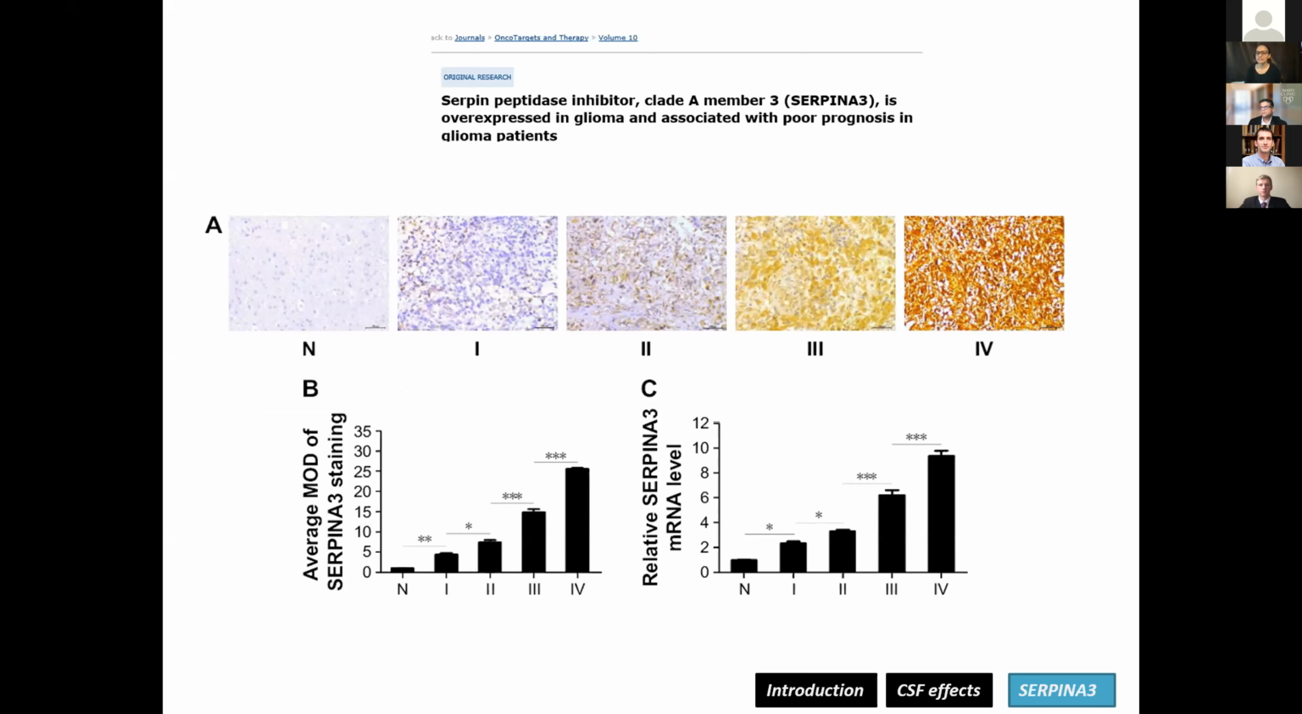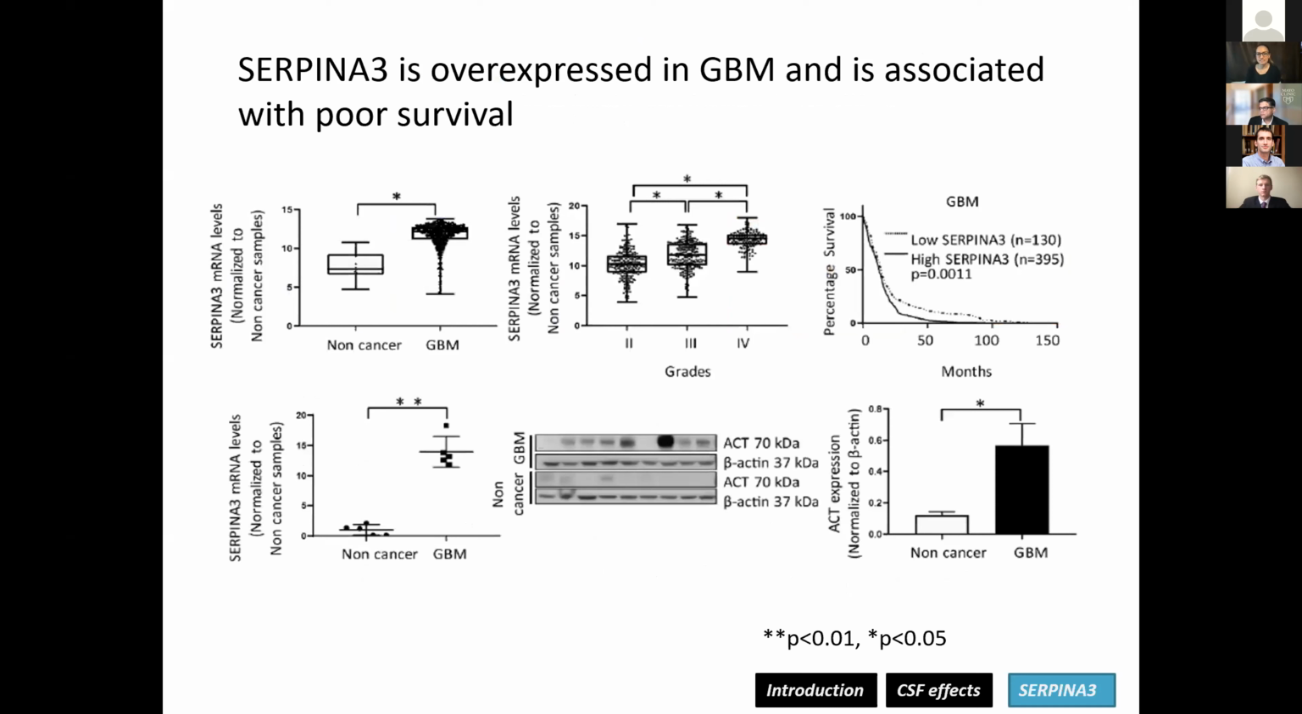While looking into the literature, we saw that in glioma specifically, the expression of SERPINA3 has been linked with grade. The higher the grade of the glioma, the higher the expression of the protein. So our initial approach was to confirm, by looking into the TCGA database available online, if the expression levels of SERPINA3 were actually upregulated in comparison with the non-cancer tissue.